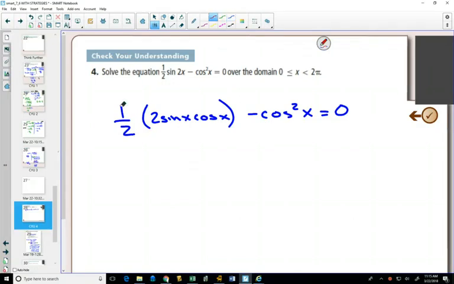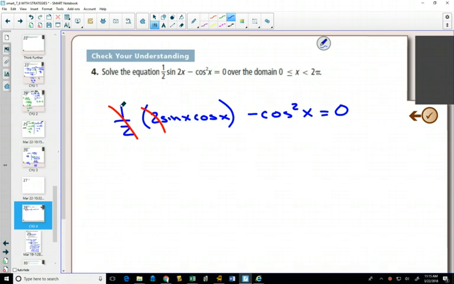The 1/2 and the 2 would simplify, and you'd have sine x cos x minus cos squared x equals 0. Again, we're always trying to get an equation to the same trig function. This one has sine and it has cos, but there's no way to change it just to have one of them. I mean, you could change the cos squared to 1 minus sine squared, but you would still have a cos in the first one.